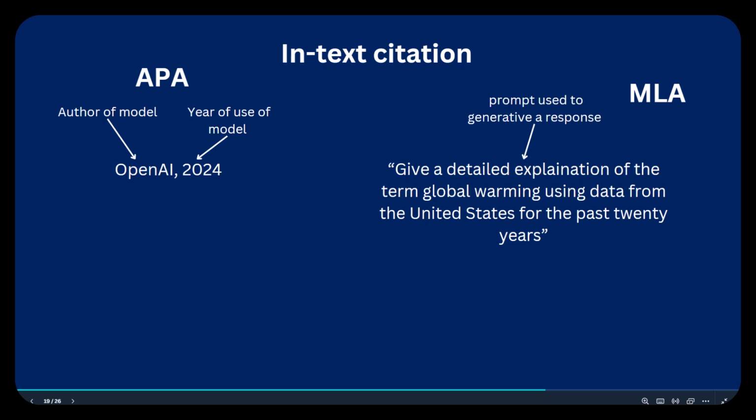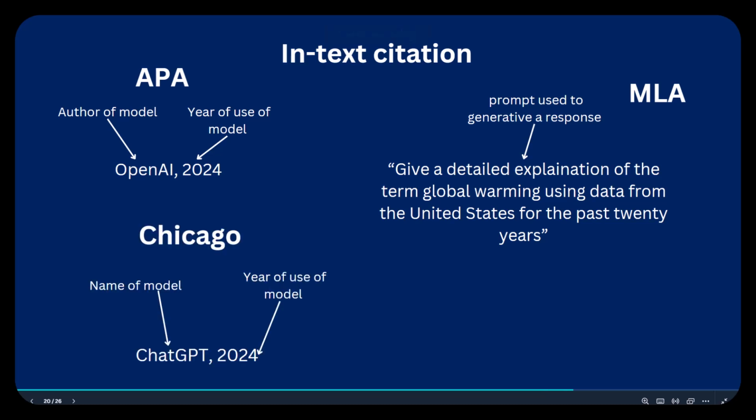The MLA style is somewhat different. For the in-text citation in the MLA style, you need to put in the prompt that you use to generate the response by the AI model. The Chicago style has you put the name of the model and the year. In this example, the name of the model is ChatGPT. So you can see that there are differences in the in-text citation for the 3 citation styles.